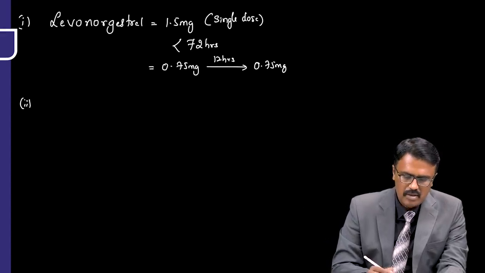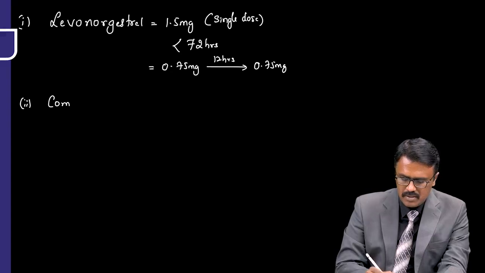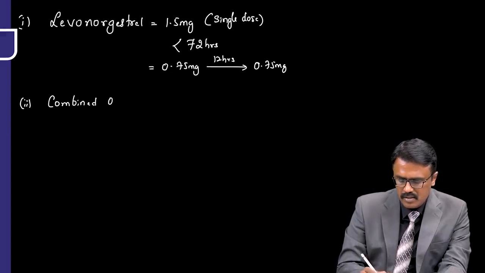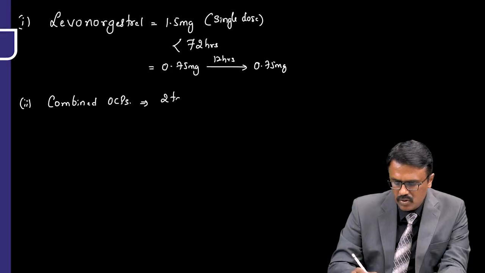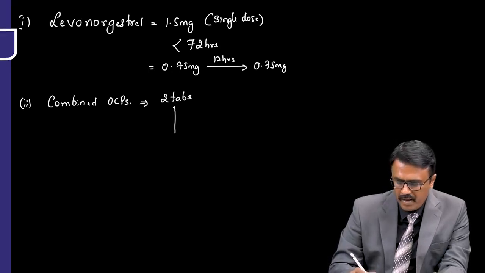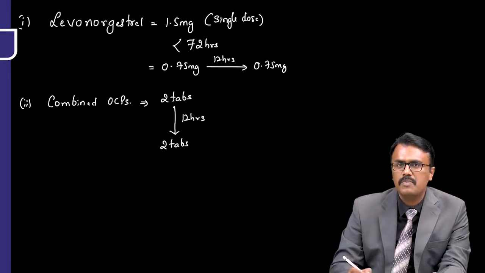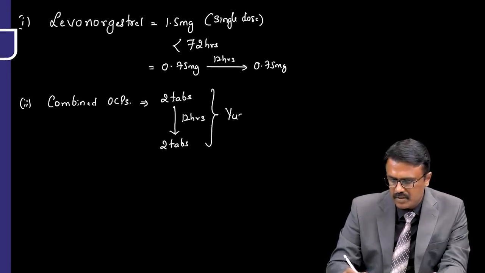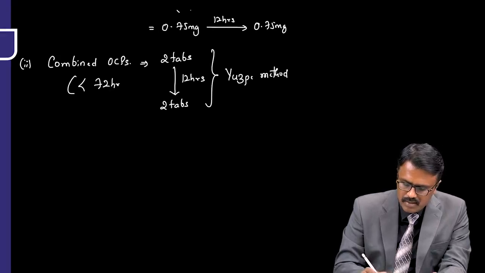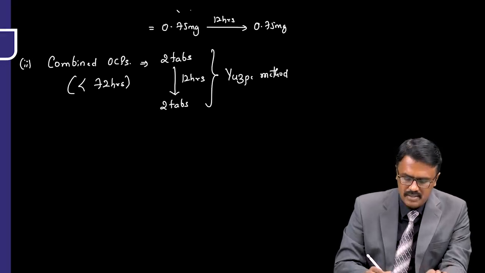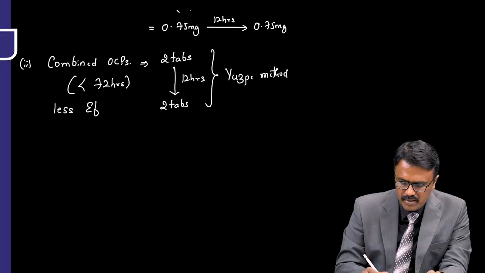The second emergency contraceptive which can be used is the combined OCPs. Usually this is seen in the primary health centers and in village sites. So what we tell the patient to take 2 tablets of it immediately, and within 12 hours another 2 tablets, and we call it as Yuzpe method. This method is called Yuzpe method, and this has to be also taken within 72 hours. But this has shown to be having less efficacy in preventing the pregnancy.